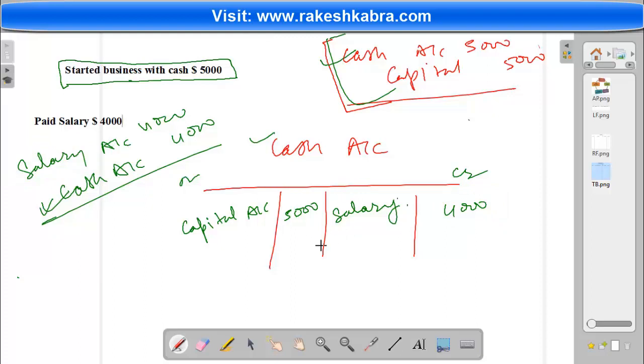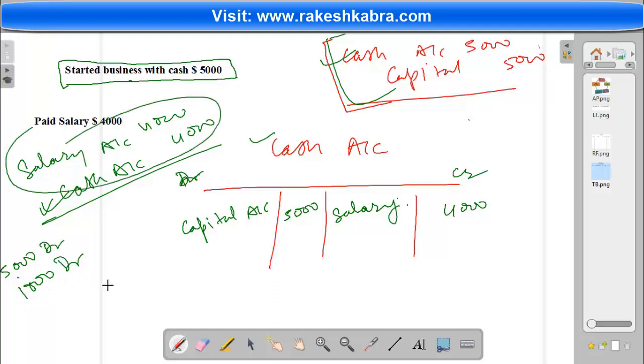Now tell me, after this posting, what is the balance of cash account? 1,000. And is it debit balance or credit? It is showing debit balance now, 1,000. Earlier cash account was showing 5,000, debit balance. But now after paying salary, cash account is showing debit balance, but not 5,000, only 1,000. Getting my point?